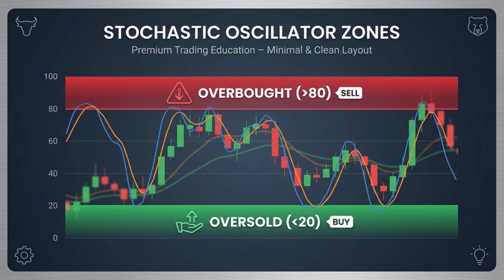On the other hand, when the oscillator drops below the 20 level, the market is viewed as oversold, indicating that prices may have fallen too sharply and could soon rebound. This can suggest a potential buy opportunity, particularly when the two lines start to curve upward or form a bullish crossover. Although these zones offer helpful guidance, traders typically use them alongside other indicators and chart patterns to confirm the strength of the signal and avoid false entries.